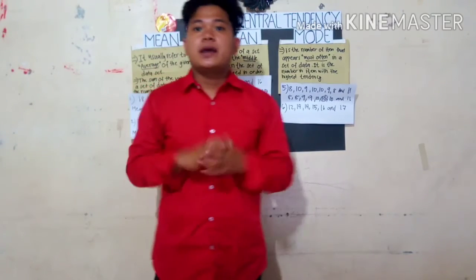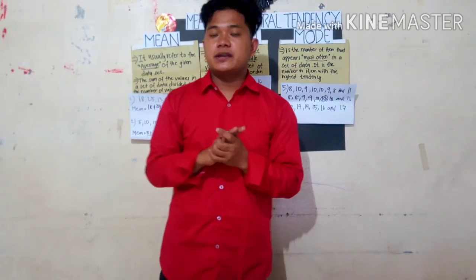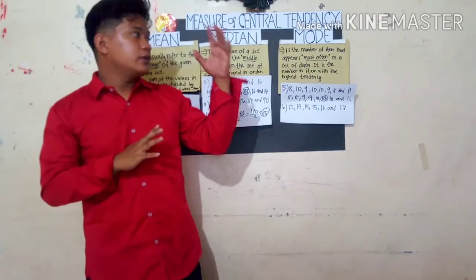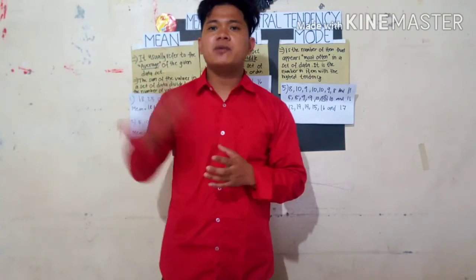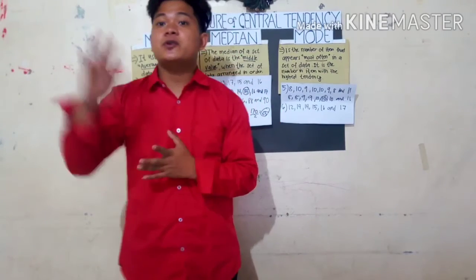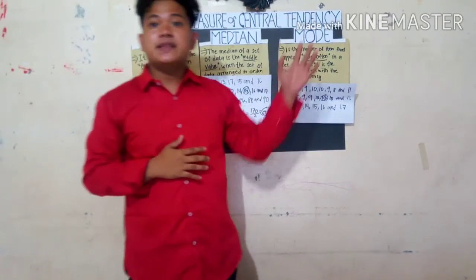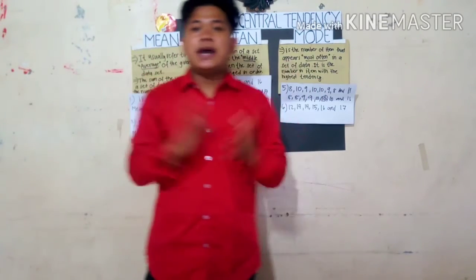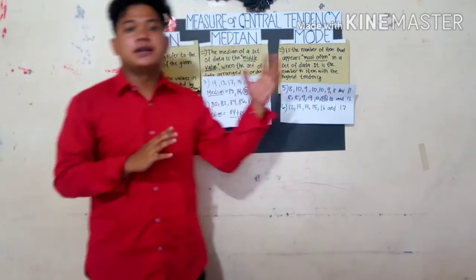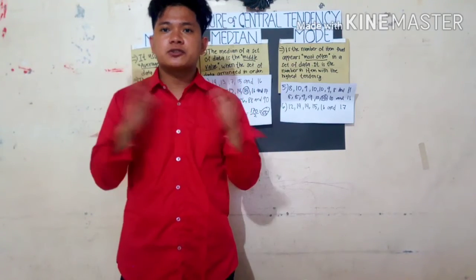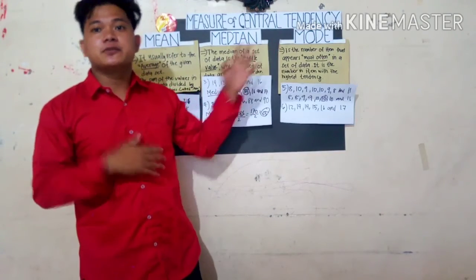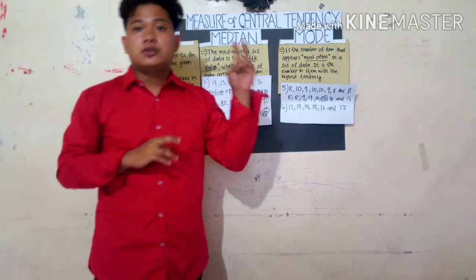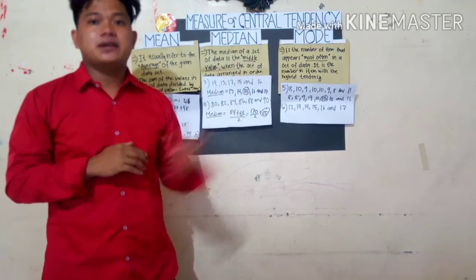We're going to get the sum of a set of data and divide it by the number of items. And how about for median? Yes, we're going to arrange first the set of data and the middle values should be our median. And what if we have two middle values for median? How are we going to solve for a median if we have two middle values? Yes, we're going to add the two middle values and divide it by 2 in order to get the median. Very good.